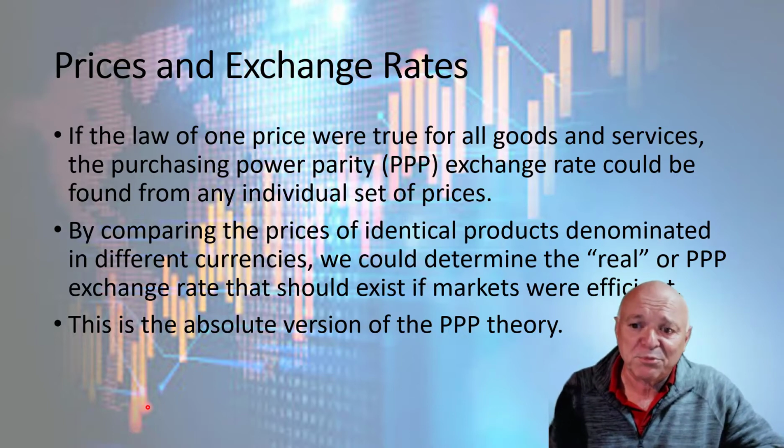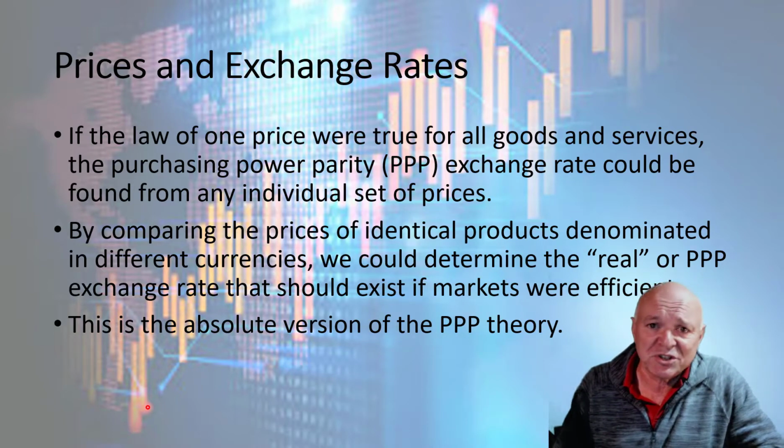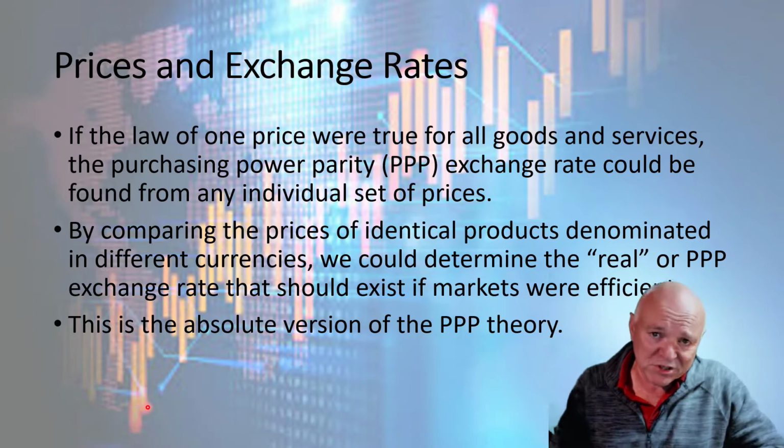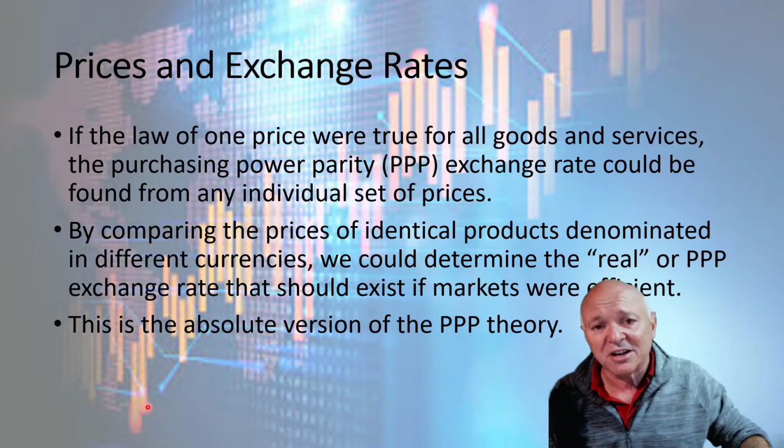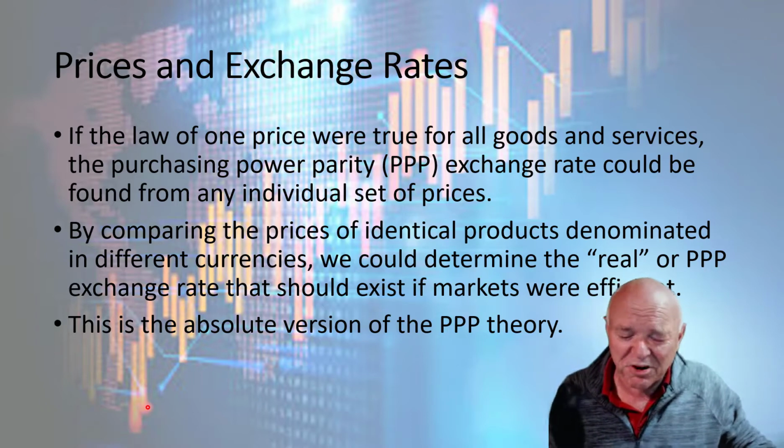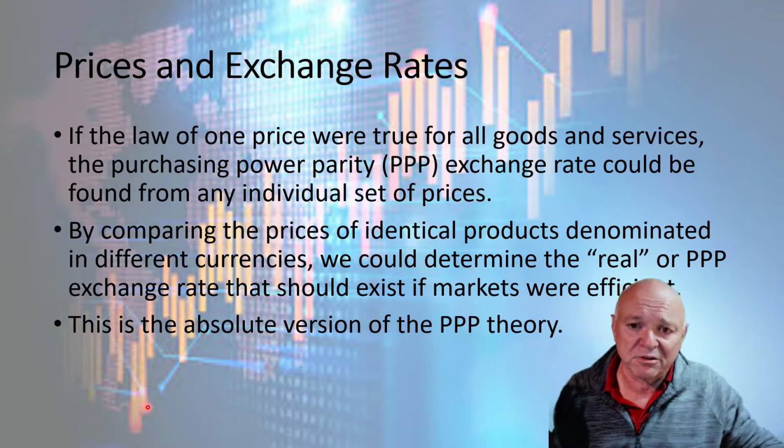If the law of one price were to be true for all goods and services, then purchasing power parity could be found from any individual set of prices, whether it was for cars or for houses, perhaps for any kind of good that was transferable across borders.